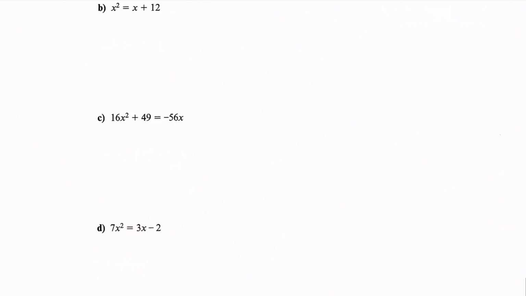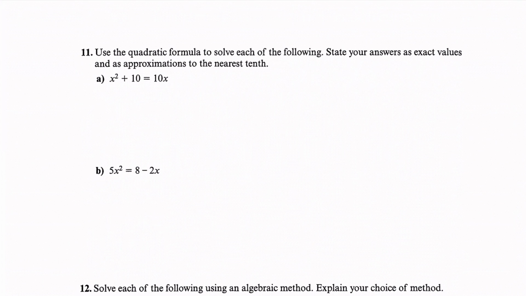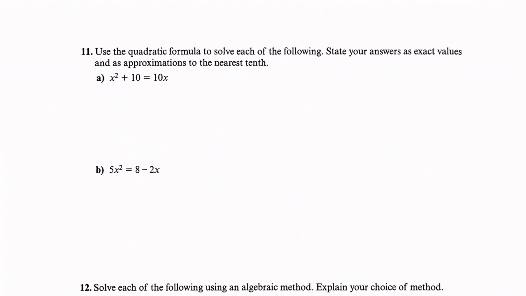So moving from that one, we're going to do this last question here together, number 11a. So 11 says, use the quadratic formula to solve each of the following. State your answers as exact values and as approximations to the nearest tenth. So again, we got to start with all of the terms being on the same side. So we're going to have to move that 10x over. And when I move it over, it's going to be minus 10x.